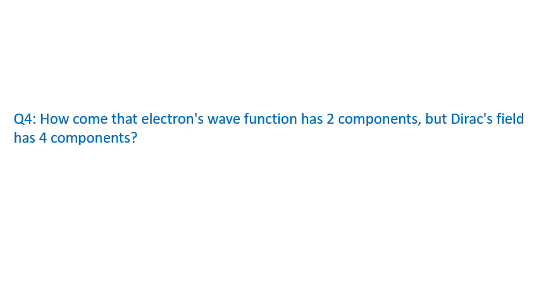How come that electron's wave function has two components, but Dirac's field has four components?